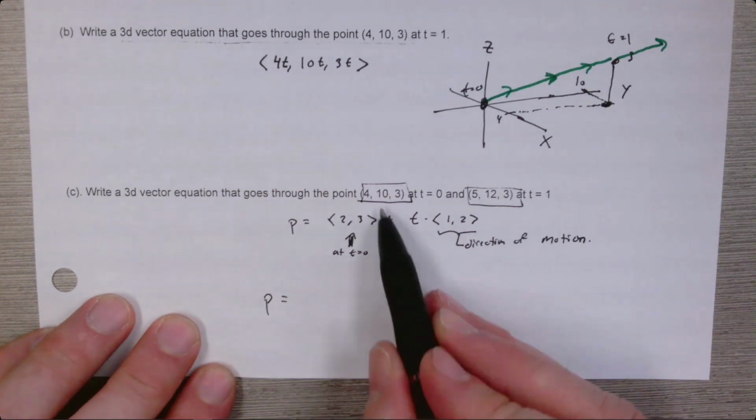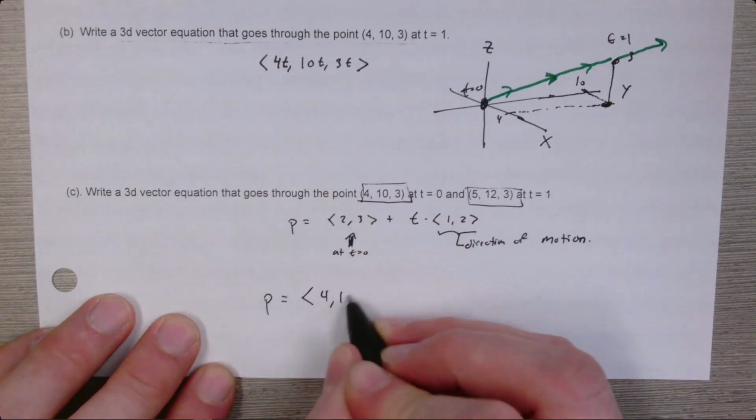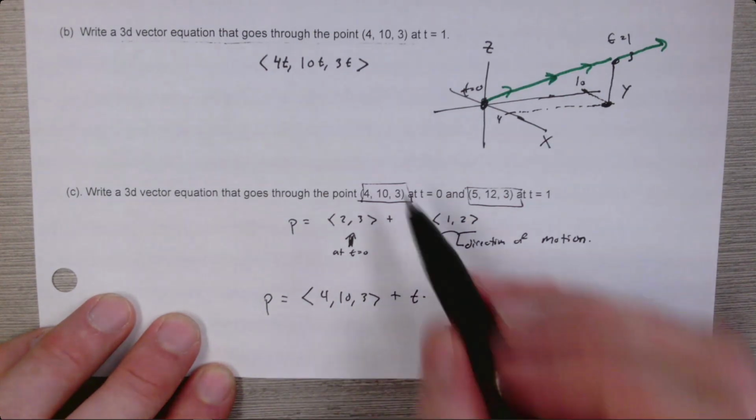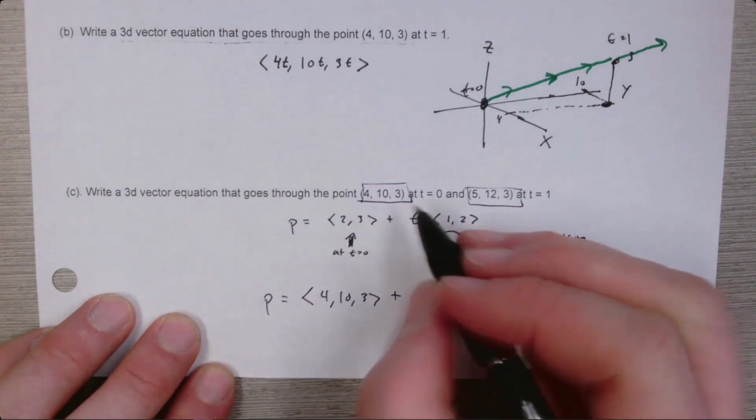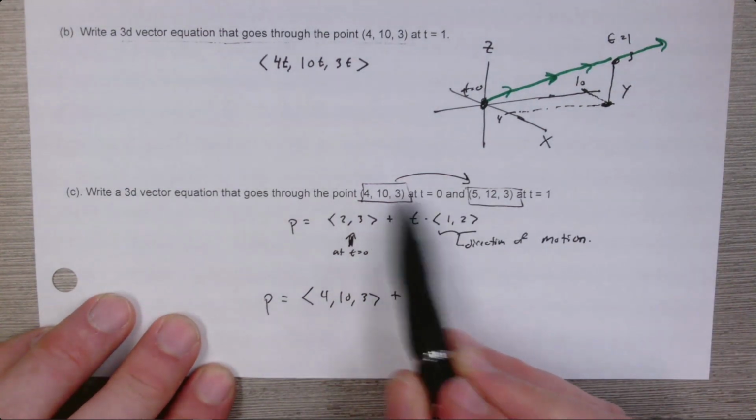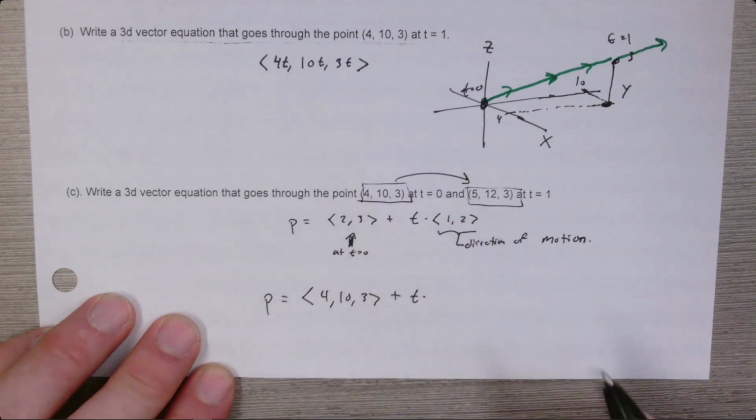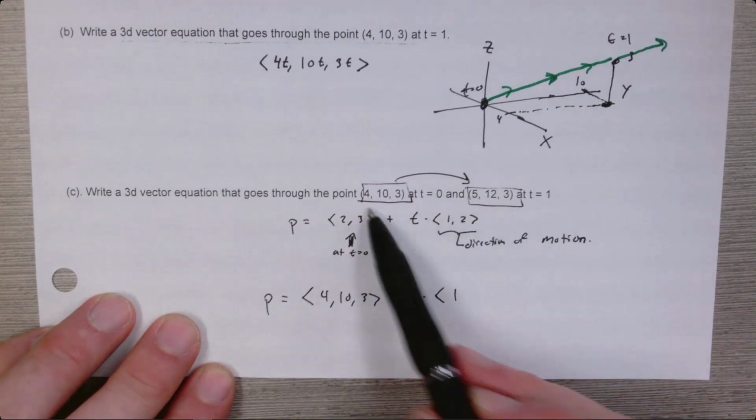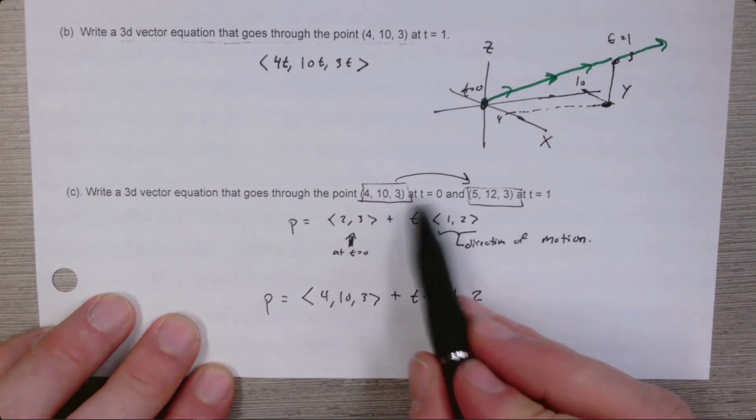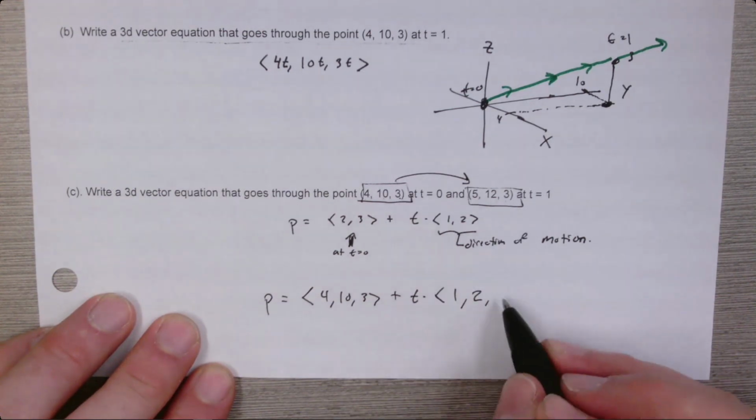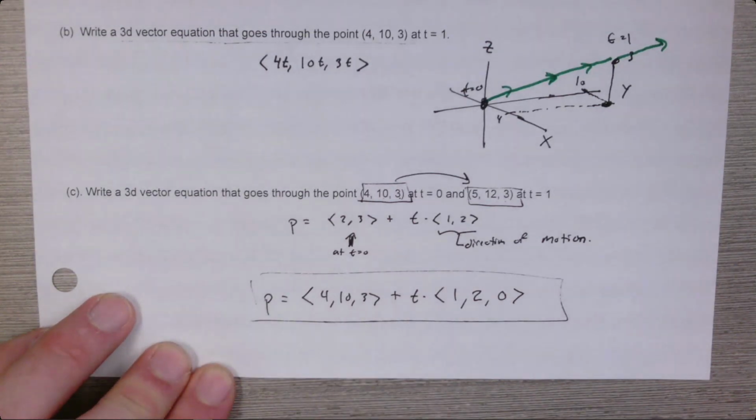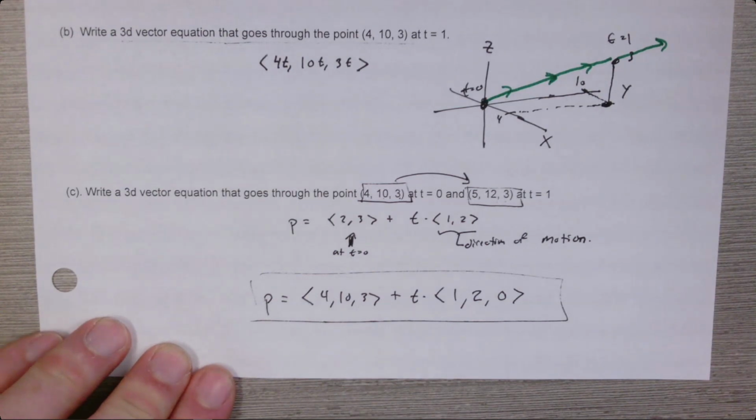So at time 0, I want to be at 4, 10, 3. And then I'm going to have a time-scaled vector that's pointed from this point to that point. So I have to think, if I'm going to go from 4 to 5, that's an increase by 1 in the x. If I'm going to go from 10 to 12, that's an increase by 2 in the y. If I go from 3 to 3, that's an increase of 0 in the z. And so this is now going to be a vector that does what we want.